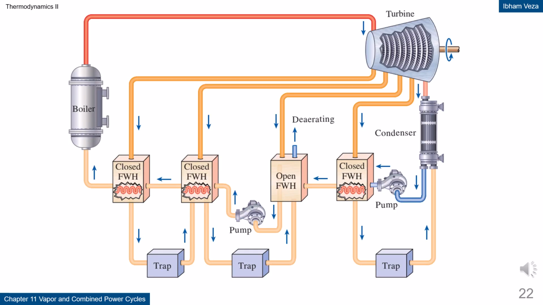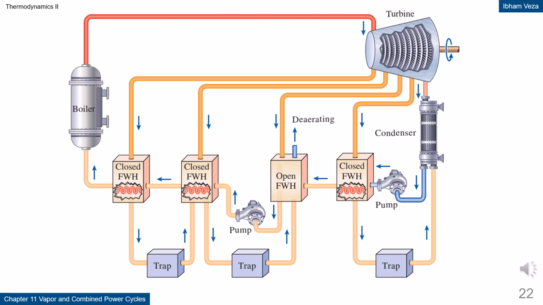Multiple feed water heaters in a power plant. This system uses a combination of one open FWH and several closed FWHs. The main goal is to maximize the utilization of heat from extracted steam.